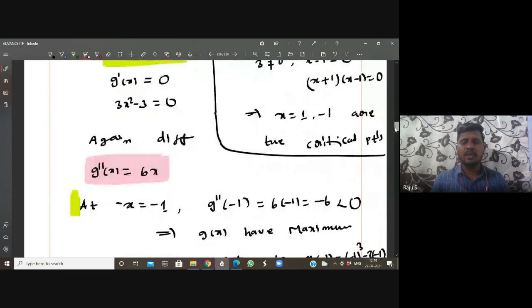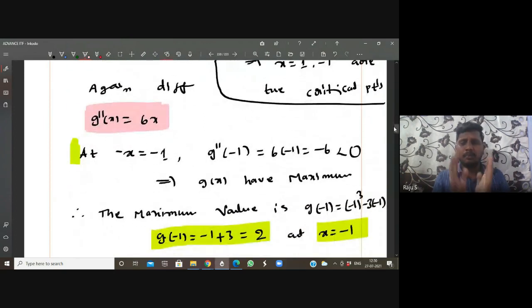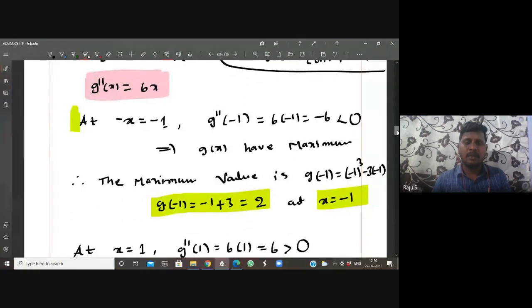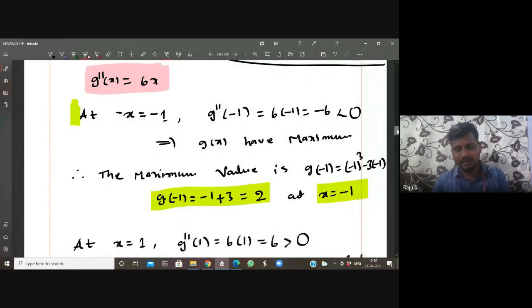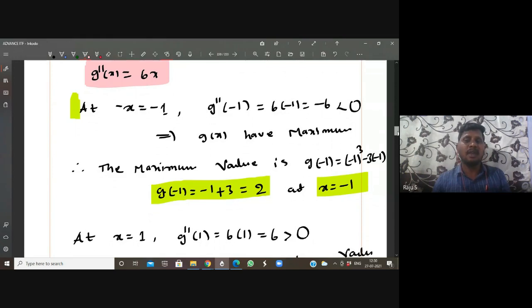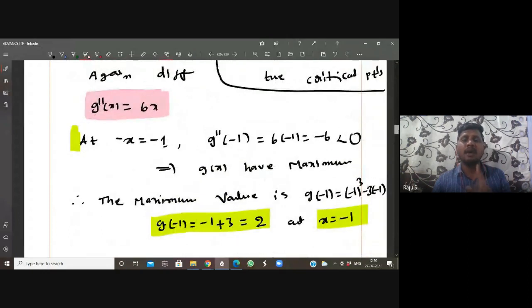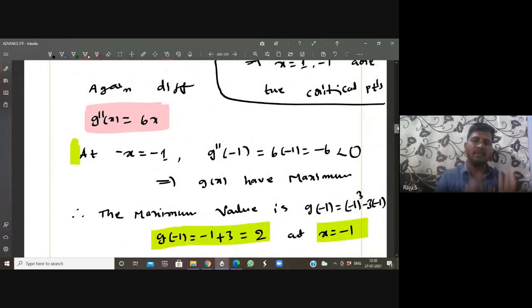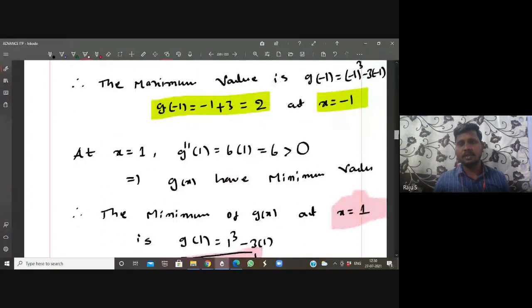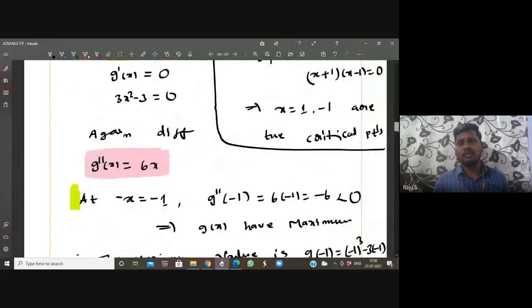Is it clear? So in every problem we can follow this procedure. First, take the given function, differentiate, and equate to 0 to get the critical values. At those critical values, we have to find the second derivative and check it at the critical point. If it is less than 0, the function has a maximum. If it is greater than 0, the function has a minimum. That's all. The maximum and minimum values are given by substituting the critical points in the given function. Any doubts, students?